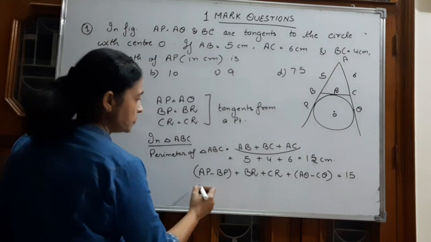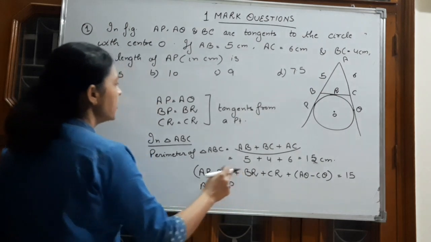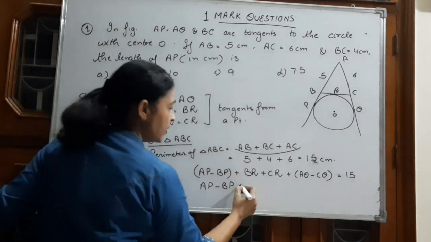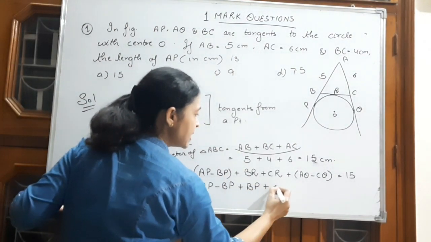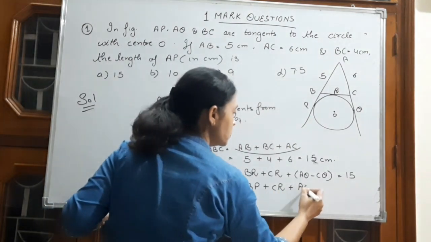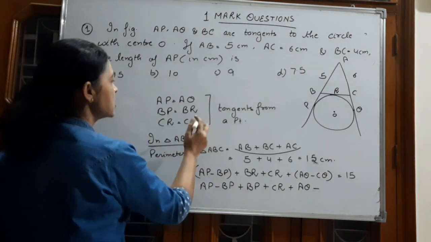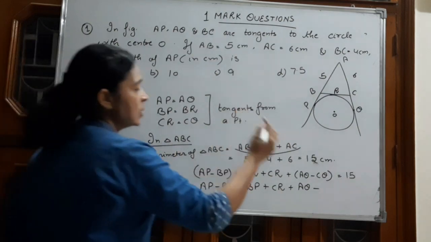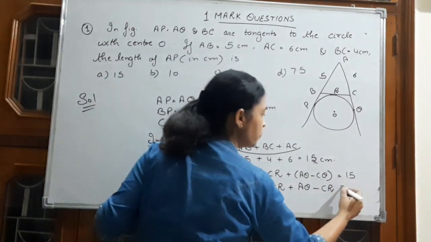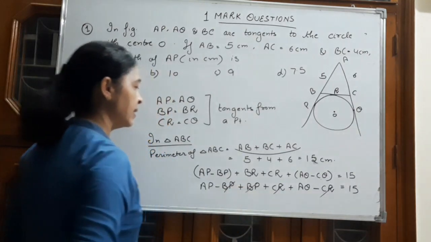Now children, AP minus BP plus BR. BR equals BP. Instead of BR, we can write BP plus CR plus AQ minus CQ. CR equals CQ. Instead of CQ, we can write CR, equals 15. CR and CR get cancelled. BP and BP get cancelled.